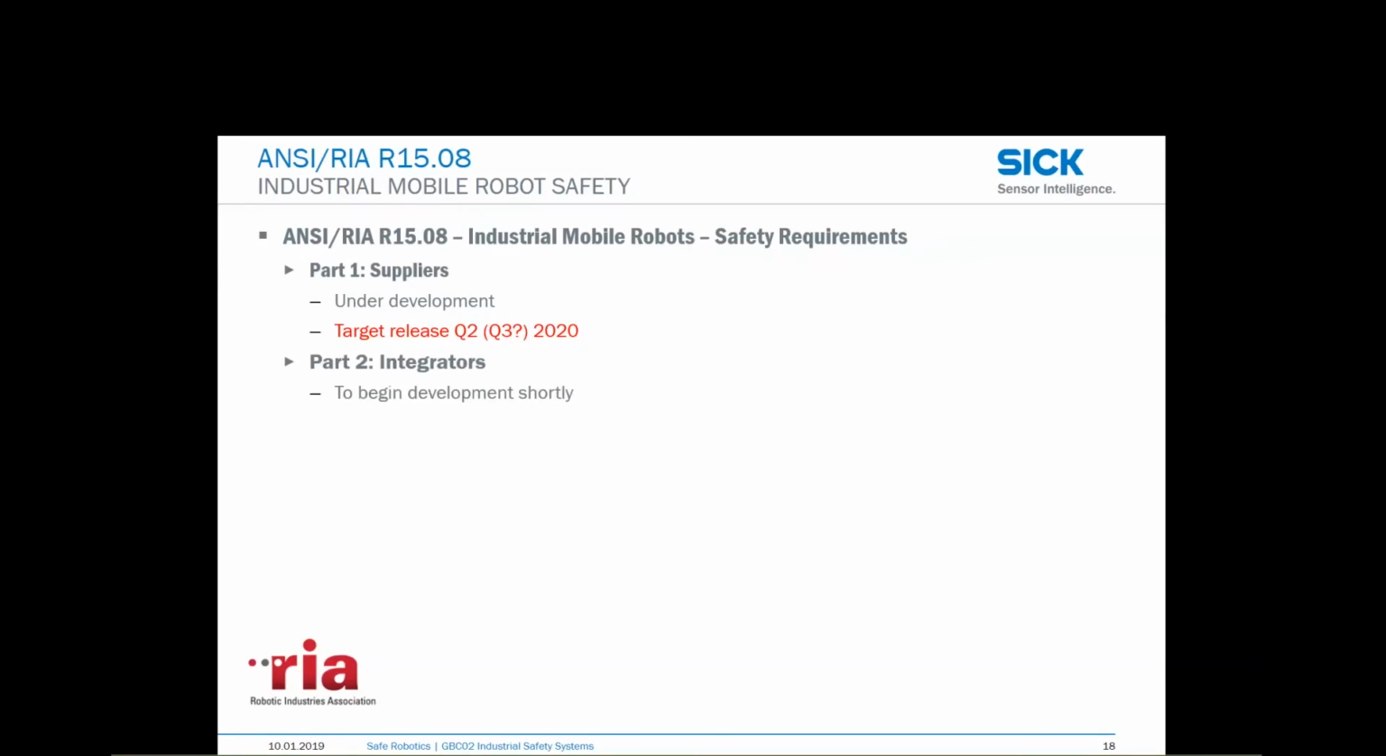Part two is for the integrators. The integrators, these will be the organizations and the groups that will be required to implement these devices into real-world applications and deploy fleets of these, if you will, and the systems that support the fleets for navigation throughout the facility. That will begin shortly, but the standard writing committee hasn't gotten to that section yet. In the ISO world, this is all that's required for development of the standard.